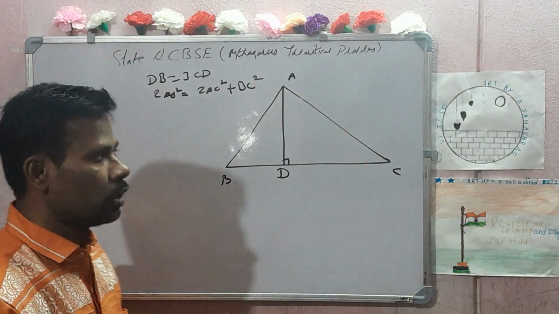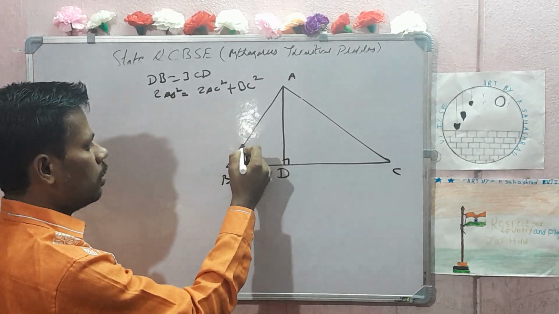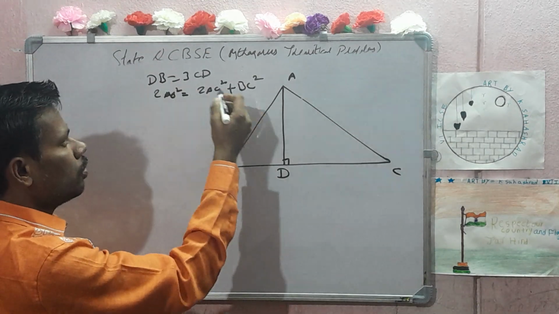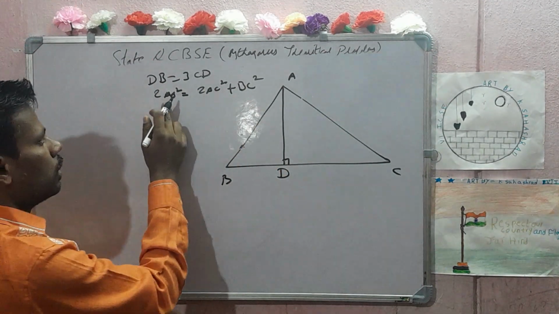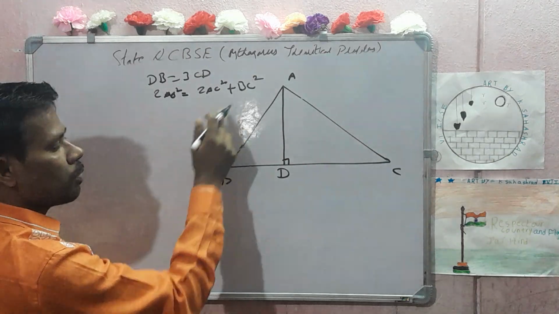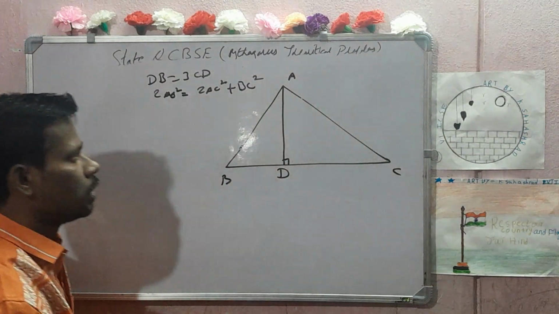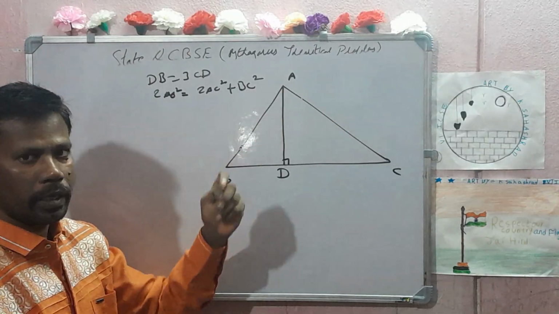So very important question. Triangle ABC is there in which AD is drawn perpendicular to BC such that DB is equal to 3 times CD, and we have to prove that 2AB square is equal to 2AC square plus BC square. How to do this one? It's very simple. Here there is no construction, nothing, just go with the diagram.